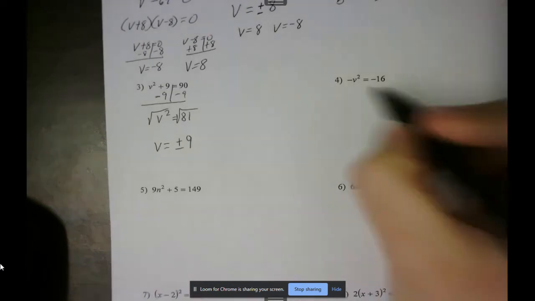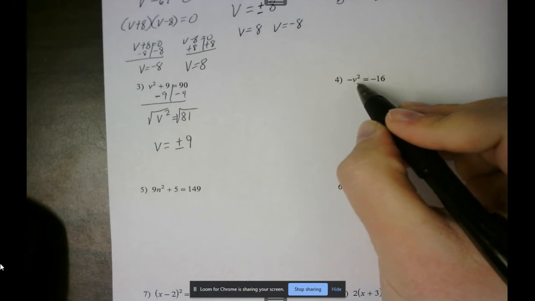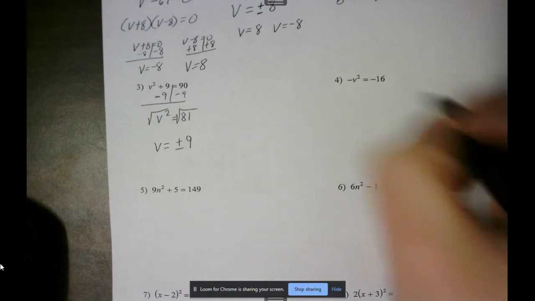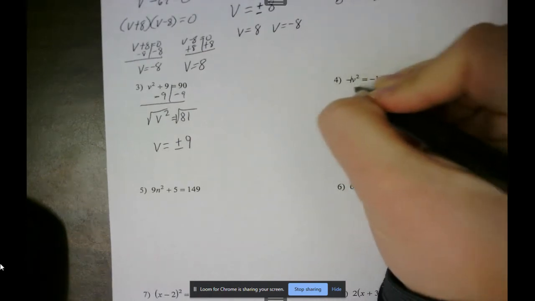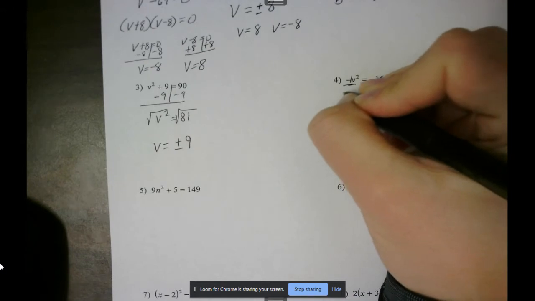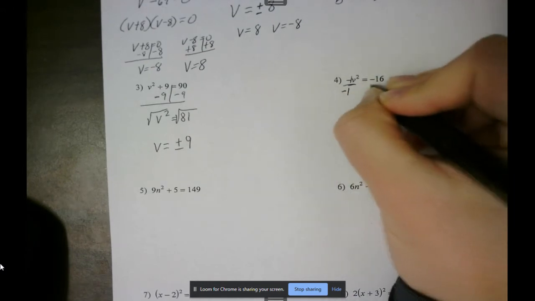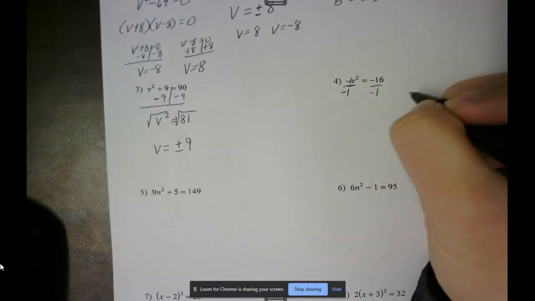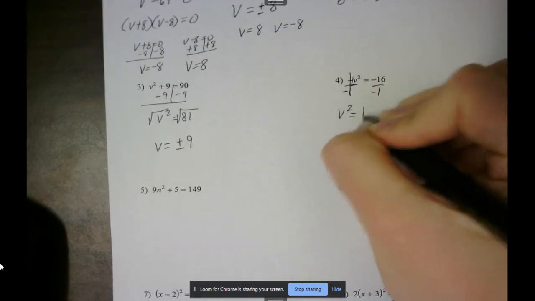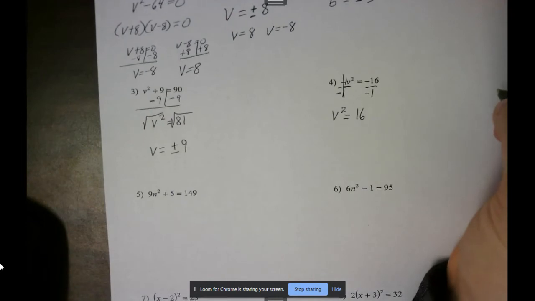That negative in front of that v is a problem. Okay? But that's an understood what kind of negative? It's an understood what? Numerically speaking, what number would that be? Negative 1. So if I understand that's a negative 1, then I can divide, because that's multiplication, right? Divide by negative 1 to begin with. And when I do, I get v squared equals positive 16. And now we're right back to where we just were.